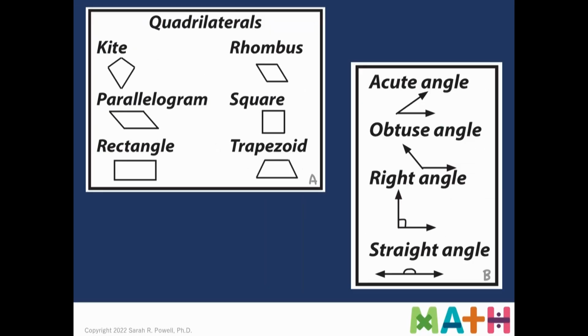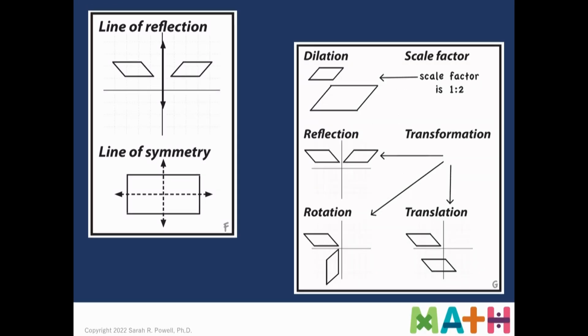And what is the variable? Here are some examples for geometry, lots of different ways that we name quadrilaterals. We also think about how we name triangles and other different types of polygons. On the right-hand side, how do we name angles? There are so many different terms that we might be able to use, and students have to use these terms with precision.